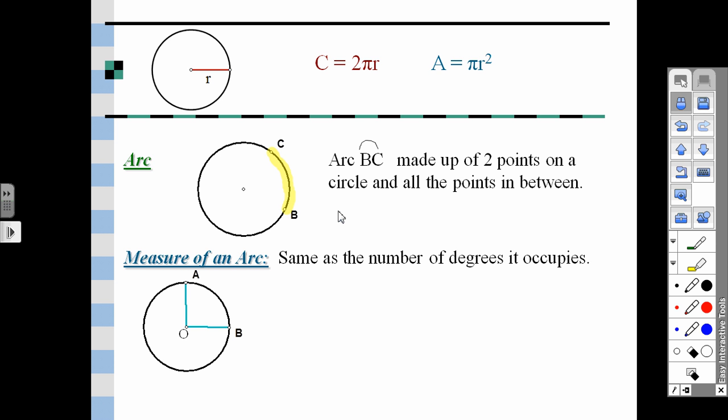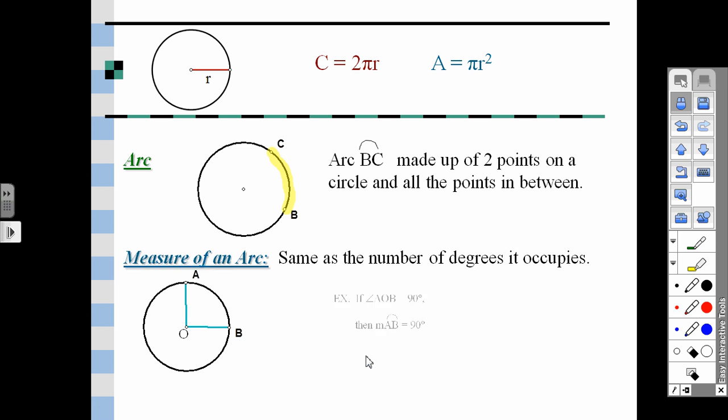So what can we do with an arc? Well, we can always figure out the measure of an arc. And the measure of an arc is going to be found in degrees. So what you do is you basically connect the 2 endpoints to the center, and you get these 2 radii, and you look at the angle that's formed with those 2 radii. And whatever the measure of that angle is the same as the measure of the arc. So the same number of degrees that it occupies, that's how you would define it.